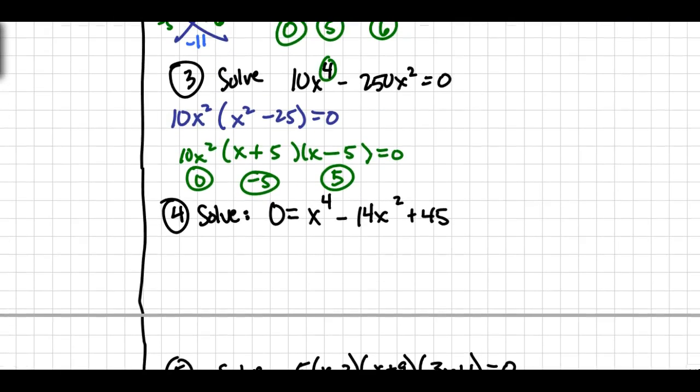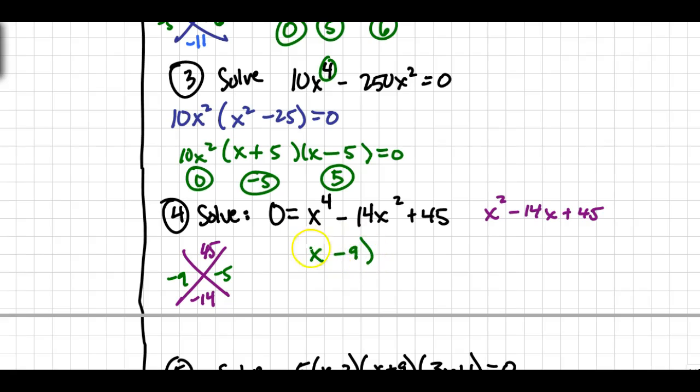Let's try one more with factoring. This one's a little bit different. It's a trinomial with a leading coefficient of 1, but it's not a degree 2. So I'm going to just modify it for the moment and make it a degree 2, and I'm going to factor that instead. So factors of 45 that add up to negative 14 are negative 9 and negative 5. So I'm going to write x minus 9 and x minus 5, again equaling 0.